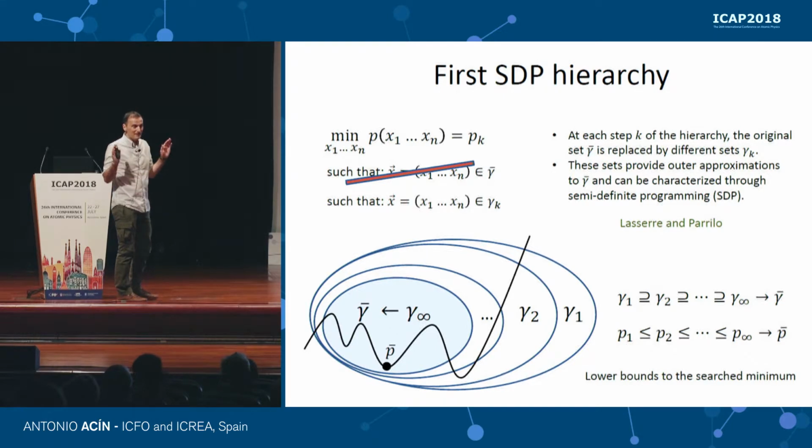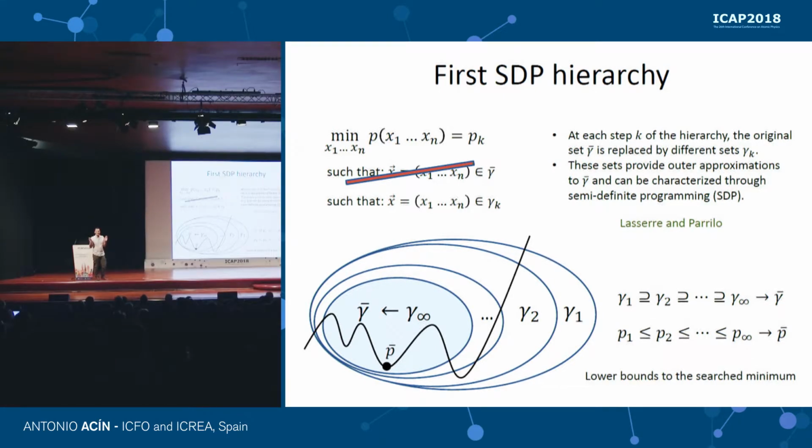Okay, so I hope this is clear. It is important that you understand what I'm saying, at least geometrically. You have sets that are better and better approximations to the set, and these give you lower bounds to the searched solution, because the sets are included in the final set you want to characterize. So you get lower bounds to that.